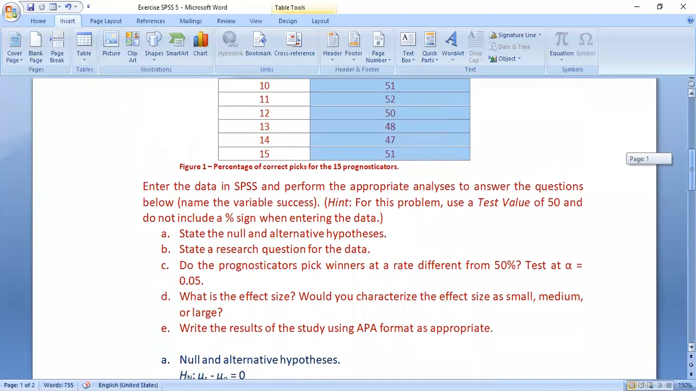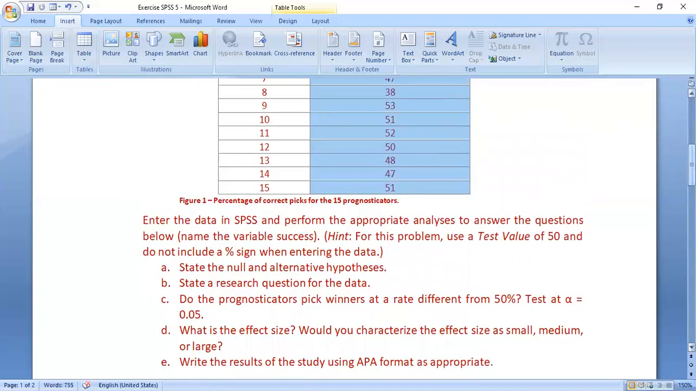What we have to basically do is enter the data in the SPSS file and conduct the test, and answer these five questions. So we have to state the null and alternative hypothesis. We have to write down the research question. We have to do the test where the test value is 50%. Alpha is given as 0.05. We have to find out the effect size and tell whether it's a small, medium or large effect size. And then we have to write the results in APA format. So these are the questions before us. So let's proceed with answering the question.